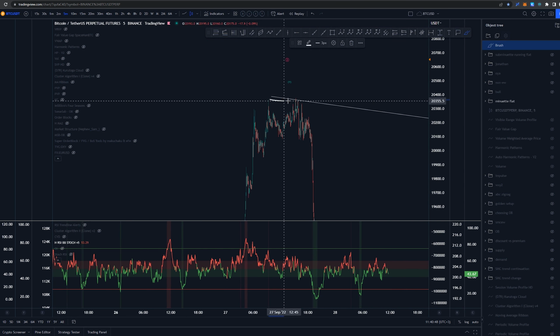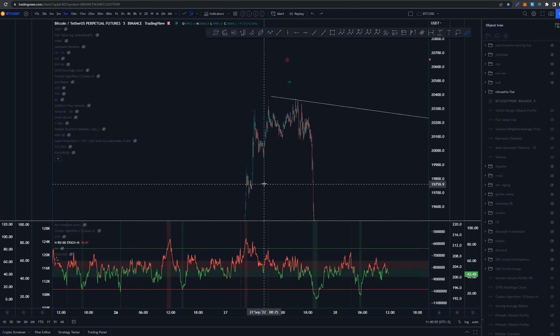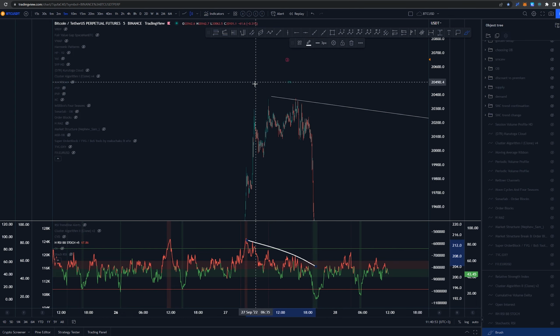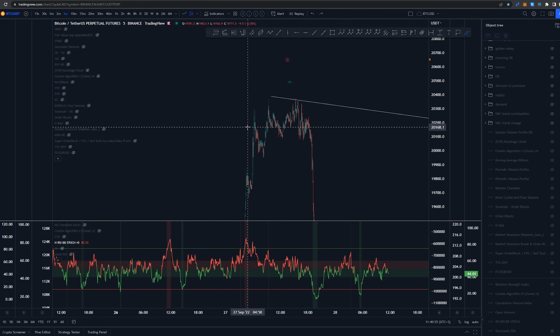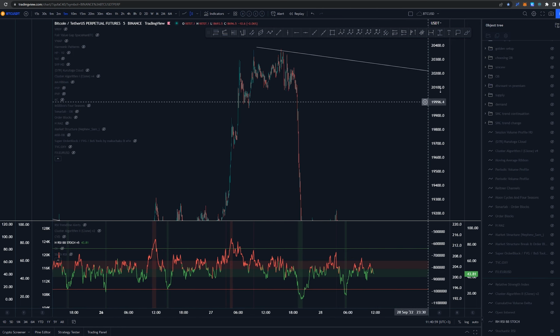We did have a swing failure pattern at these very highs, with loads of divergences giving us the signal, okay, this is coming down, and indeed we did come down quite fast.